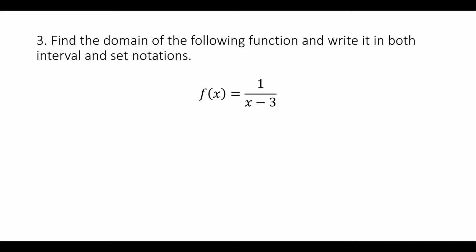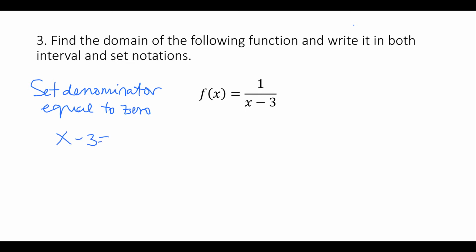So set the denominator equal to 0. That's going to give you any problematic numbers that you don't want to include in your domain. So in this case, my denominator is x minus 3, and I'm setting it equal to 0. This gives me x equals 3. That gives me the problematic x that I do not want to include in my domain.